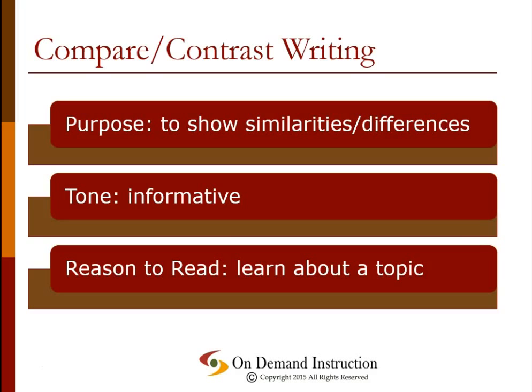With this style, which, by the way, is a type of expository writing because it's explaining, we're either showing how two or more things are similar, how they are kind of the same to each other, or we're showing how they're different. What kind of differences do they have? Those are the two most common ways of using comparison contrast writing.